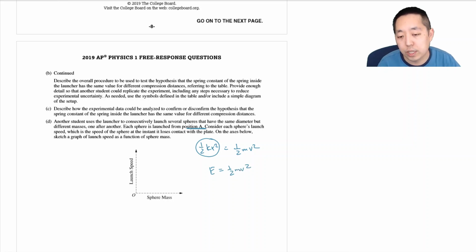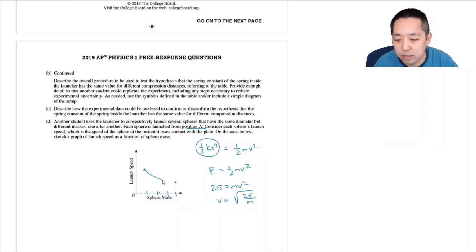What we're curious to know is the relationship between m and v. So I would solve for v: 2E is equal to mv squared, and so v is equal to the square root of 2E over m. So what does this graph look like? It's kind of like an inverse square root. Whenever the mass is at some point here, it has a launch speed. When I quadruple the mass, this should go down by half. So it should look kind of like this. And when the mass is zero, it should launch infinitely fast. That's not really how it would work, but you would sketch it like that.